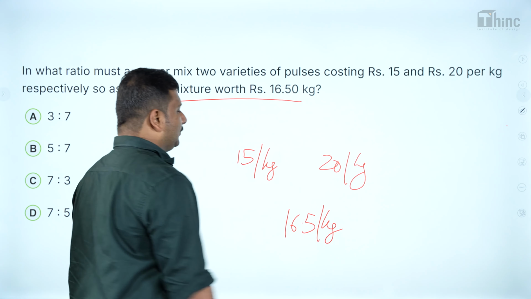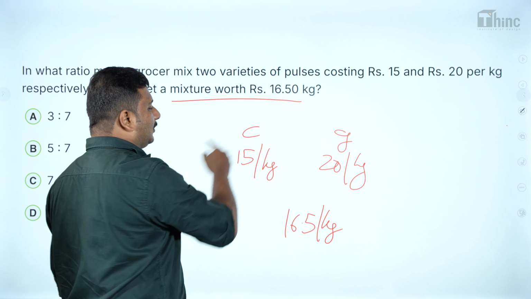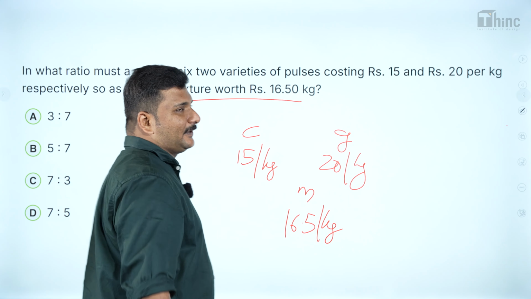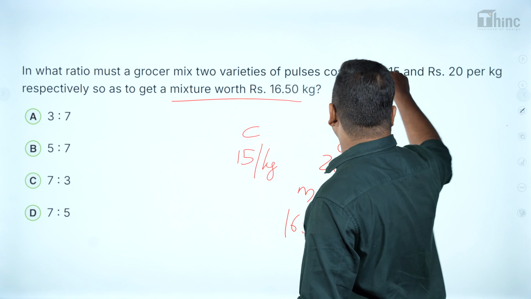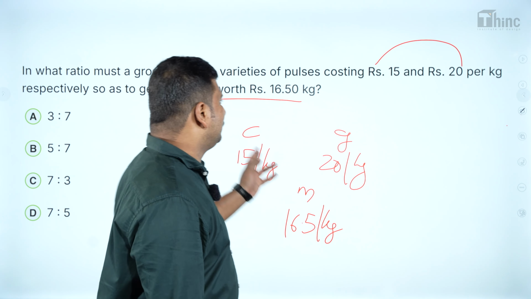So what are the things we know? We know the price of good quality pulses. We know the price of cheap quality pulses. And when he mixed these two, he's selling the mixture at 16.5. So you know the mean price also. Now the question is asking us in what ratio he's mixing these two, the cheap quality with the good quality. So the quantities are mixed in what ratio is the question.